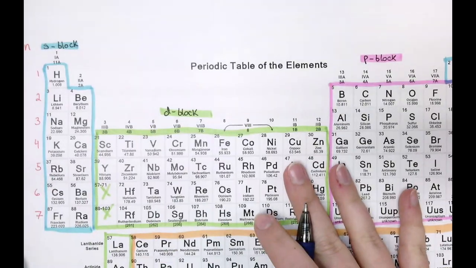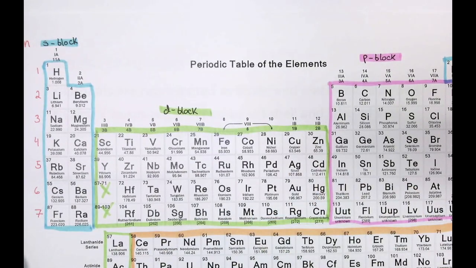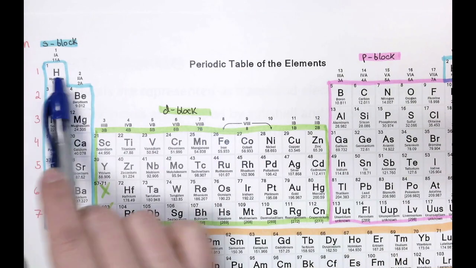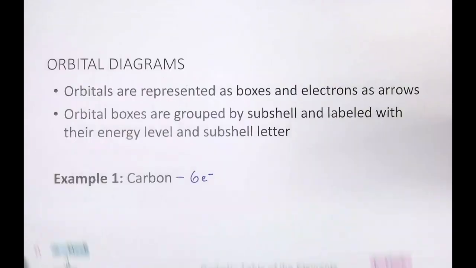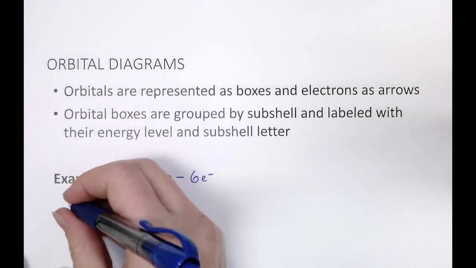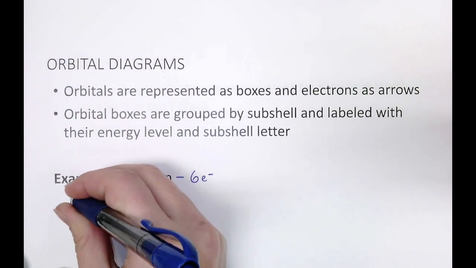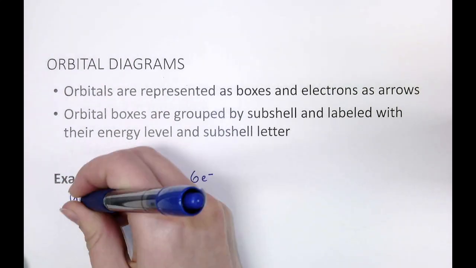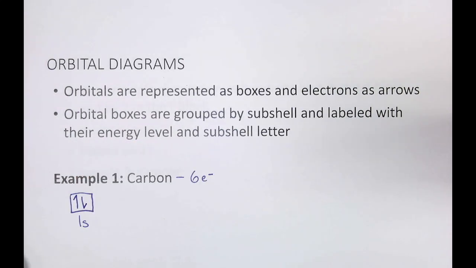Now, if you look at your periodic table, it will tell you the order in which orbitals are filled. If you look at our first row, that is represented solely by s orbitals. So the first orbital that you draw is the 1s, and the 1s can hold 2 electrons. Now remember, the Pauli exclusion principle says that electrons in the same orbital will have opposite spins. So we're going to represent that as one arrow pointing up and a second arrow pointing down.